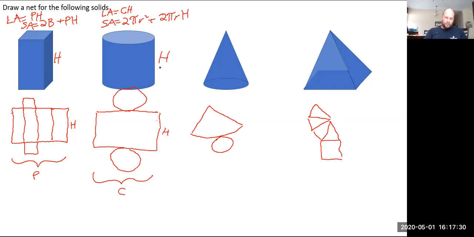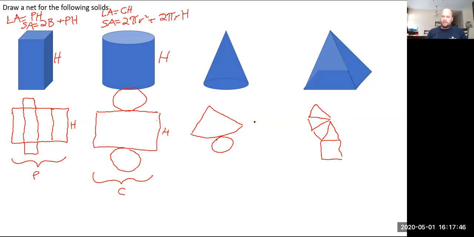For a cone, we have lateral area. Now this one's a little bit harder to understand, but you can use the equation of a circle and the equation of a sector in order to come up with this equation.